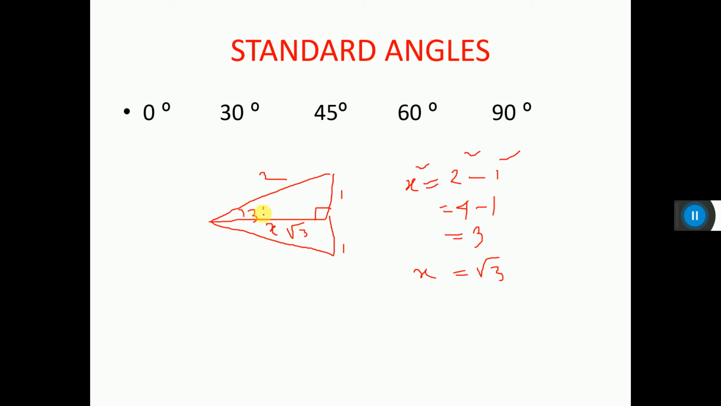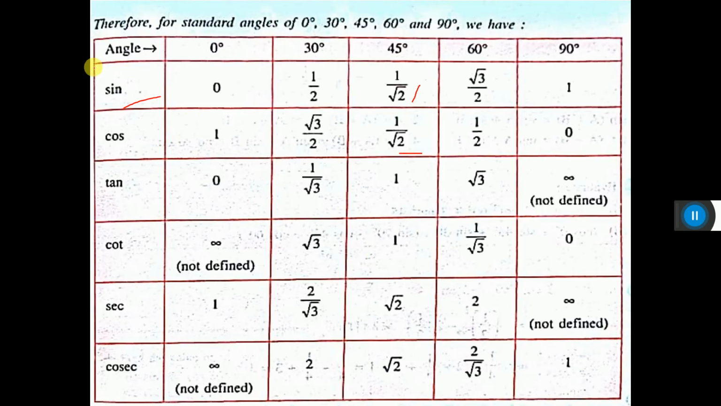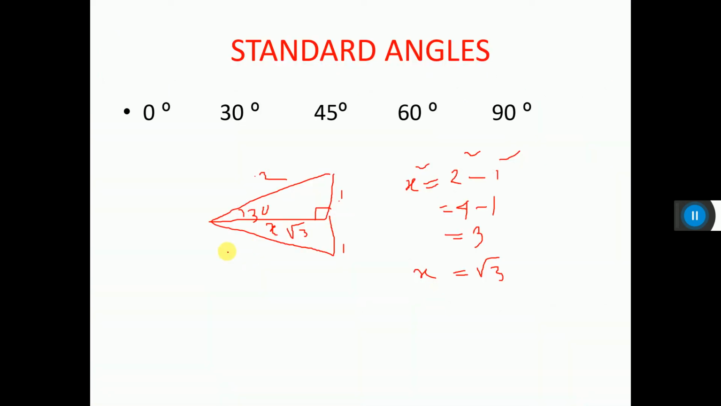So sin 30 is equal to perpendicular by hypotenuse, that is 1 by 2. Similarly, cos 30 is base by hypotenuse, that is root 3 by 2. Tan 30 is equal to perpendicular by base, that is 1 by root 3. Similarly, sin, cos, tan, cot, sec, cosec, everything we will get. So this is for 30 degrees.